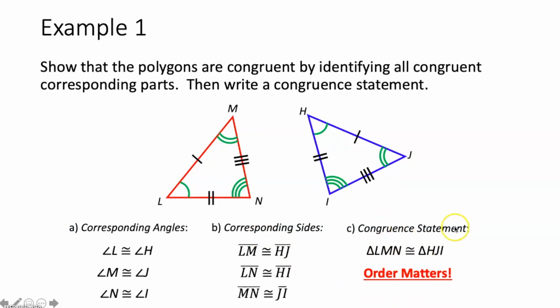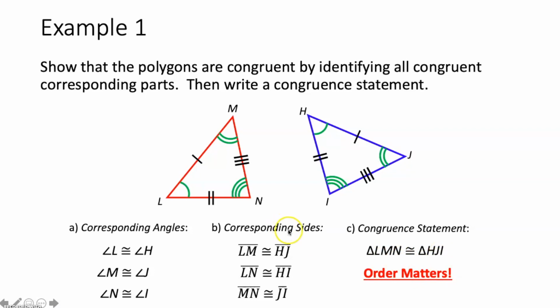Just from this congruent statement, we can tell that angle L has to be congruent to angle H, angle M has to be congruent to angle J, angle N has to be congruent to angle I. We know that segment LM must be congruent to segment HJ, segment MN must be congruent to segment JI, and segment LN must be congruent to segment HI.